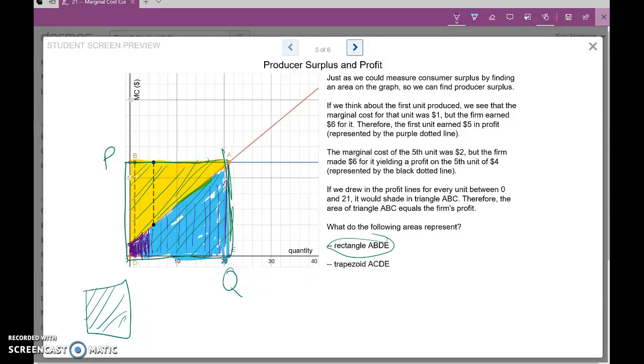So the whole rectangle, the green one, is how much money I brought in. The shaded blue rectangle is how much it cost me to produce those units. And then the leftover revenue that I brought in, the yellow area, that's my profit. So rectangle ABDE is revenue, and trapezoid ACDE, which is this guy down here, that's total cost.